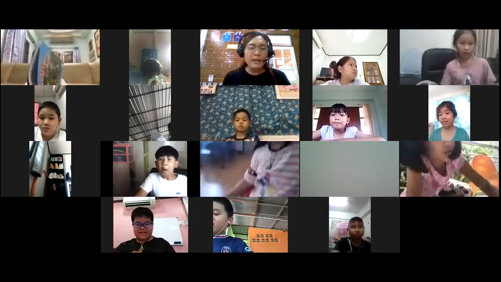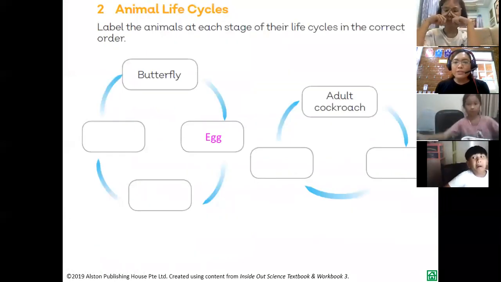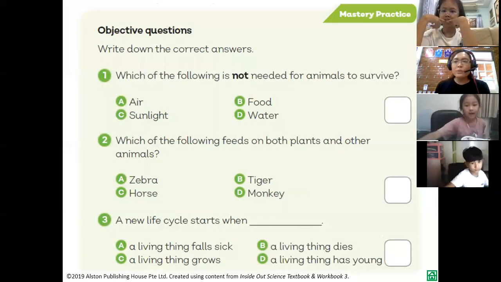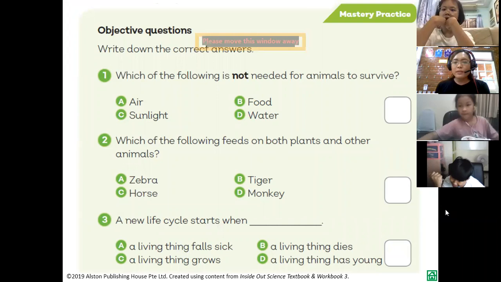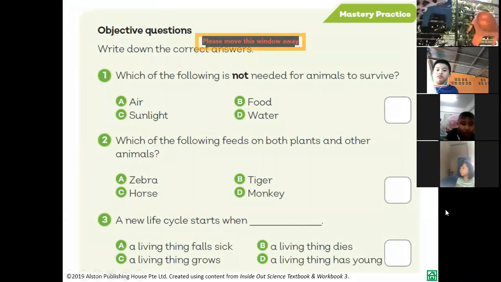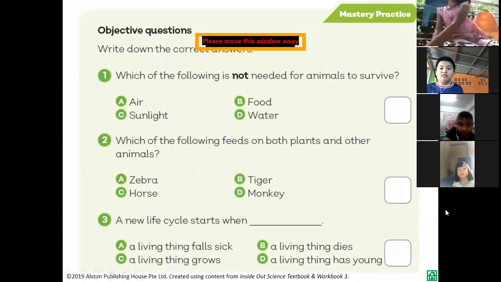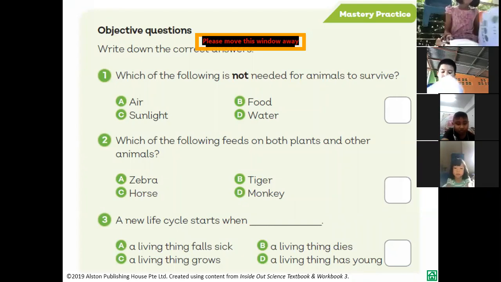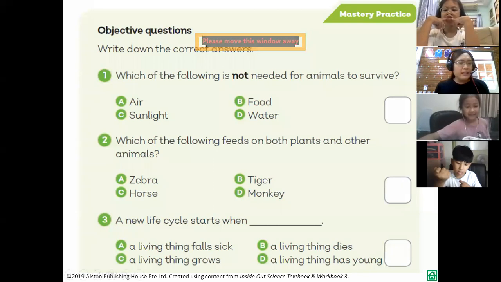Just give me one second. I'm gonna share the page for you. And I want everybody to turn off your microphone. So open your workbook on this page, class. Let's try to answer your homework. Are you ready? Okay, class, listen, if you want to answer, you can turn on your microphone, okay? Okay, are you ready?